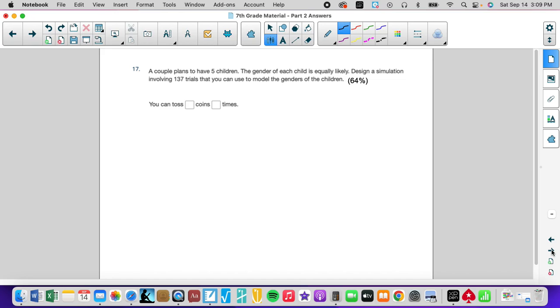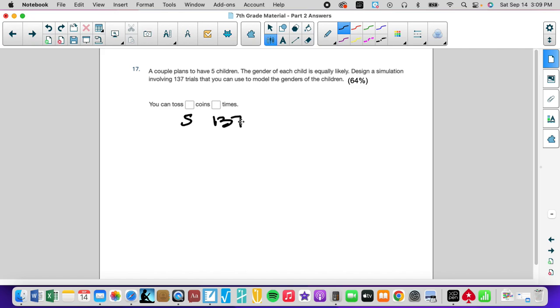A couple plans to have 5 children. The gender of each child is equally likely. Design a simulation involving 137 trials that you can use to model the genders of the children. Yes, coins are oftentimes used to show boy versus girl. It's a coin, heads and tail. It's 2 possible outcomes. And so if I want to see what is the probability with the 5 kids, I'm going to toss 5 coins, keep track of those 5 coins, and I'm going to do it 137 times.